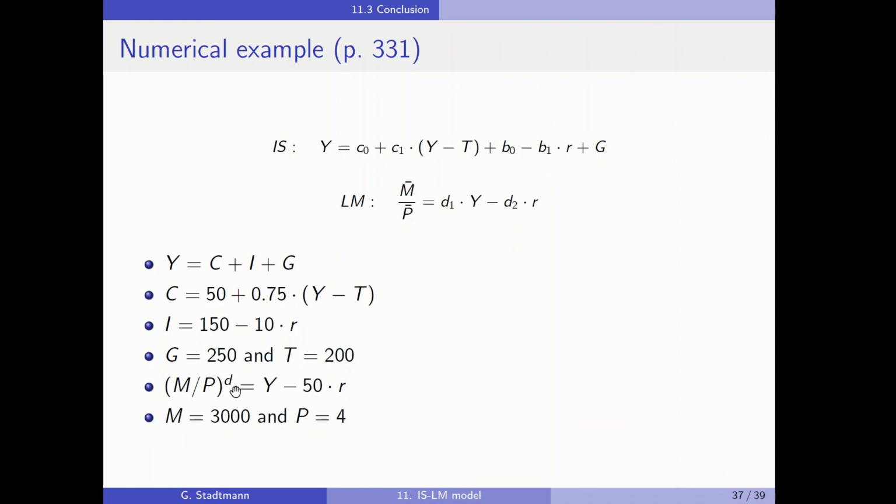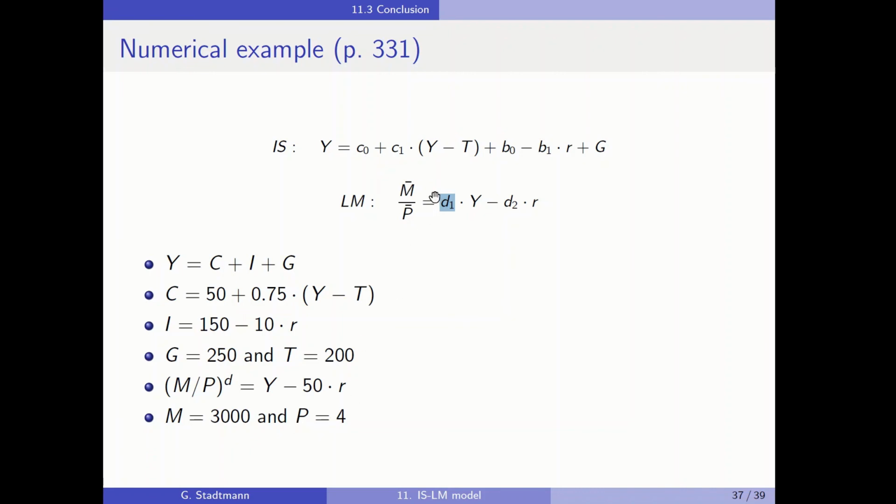Then on the money market, the right-hand side, like money demand, liquidity demand, is equal to Y minus 50R. So D1 seems to be equal to 1. Changes in GDP change money demand on a one-to-one level. D1 is equal to 1. And then minus D2 is equal to minus 50. So D2 is equal to 50. Nominal money supply is equal to 3,000 and the price level is equal to 4.